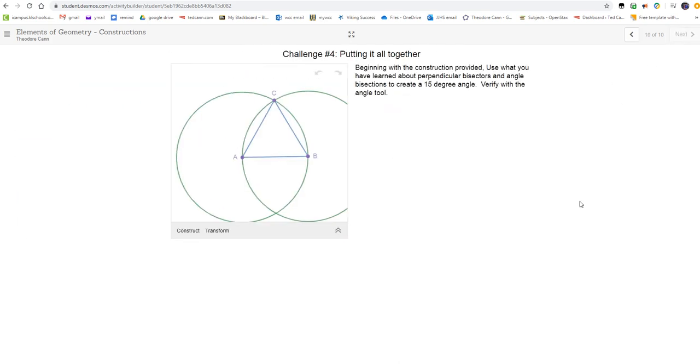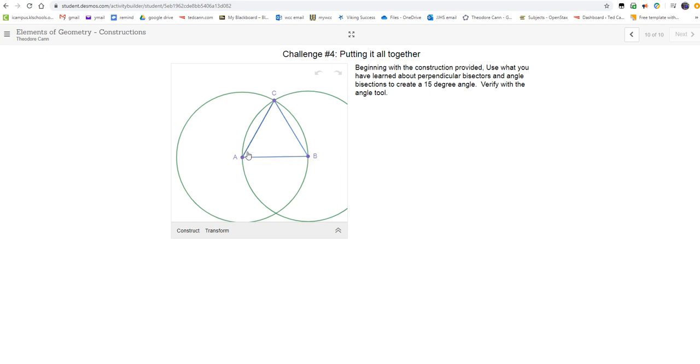All right. And then the final challenge is putting it all together. Beginning with the construction provided, use what you've learned about perpendicular bisectors and angle bisections to create a 15-degree angle. Verify with the angle tool. I'll give you a little hint on this one. This is already an equilateral triangle, which means that each of the angles are 60 degrees.